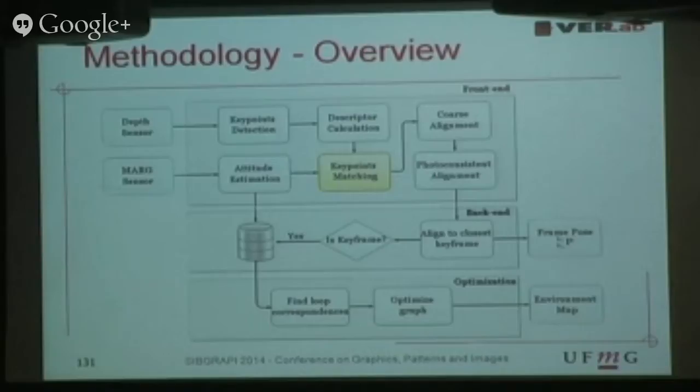That's the front end. As the back end, the attitude information is used for the alignment. As I mentioned, the loop closure problem is actually helped or tackled partly by this phase. And then the final optimization, so you basically get the environment map.